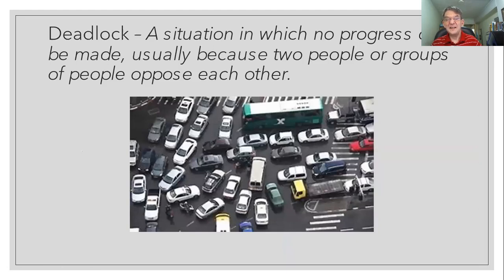Deadlock. A deadlock is a situation in which no progress can be made, usually because two people or groups of people oppose each other. And so here we see a very bad traffic jam. We see cars are stuck because they cannot get past each other. And so this traffic jam is an example of a deadlock.